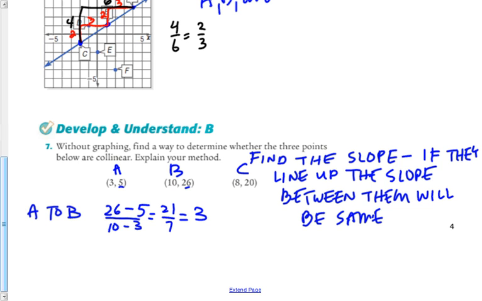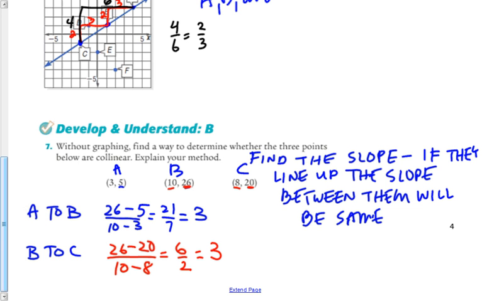And now I'm going to go from B to C. And in that one, I'm going to take my y values, 26 and 20, subtract those. My x values, 10 and 8. And 26 minus 20 is 6. 10 minus 8 is 2. 6 divided by 2 is 3.